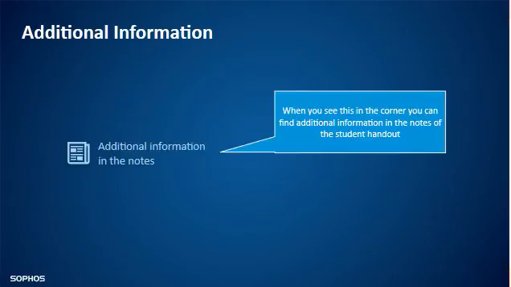Please take note that when you see this icon in the corner, it means that you can find additional information in the notes of the student handout. This could include detailed steps on how to carry out a process, links to where to download or obtain pieces of code or further information, and links to documentation and to our Sophos knowledge base articles.